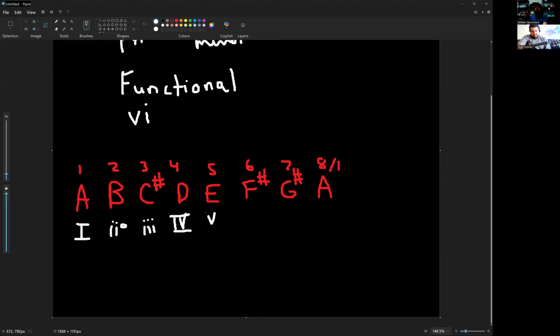5 is just like this. F is minor, so we're going to do it like that. And then G is also minor, and we're going to do it like this. So minors are lowercase, majors are uppercase. Yeah, exactly. And then we're back to the Roman numeral 1 again like that. And that's how they usually talk about them, with the Roman numerals. Okay, that makes a lot of sense.